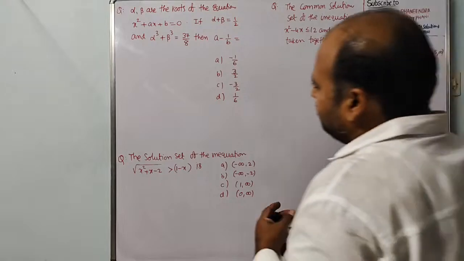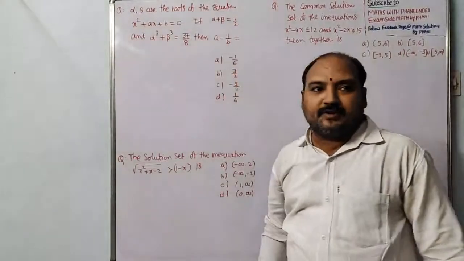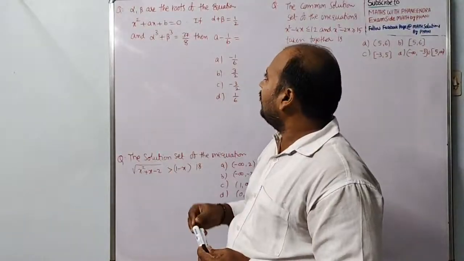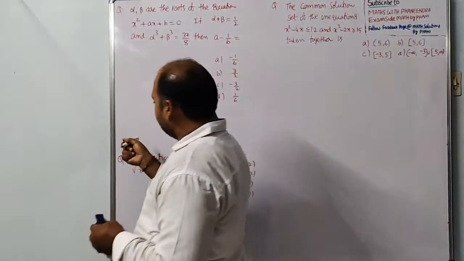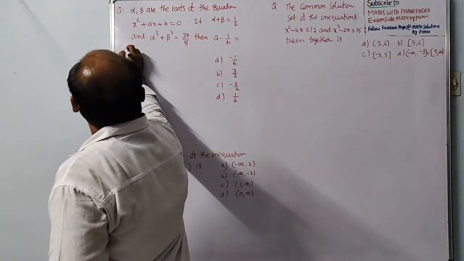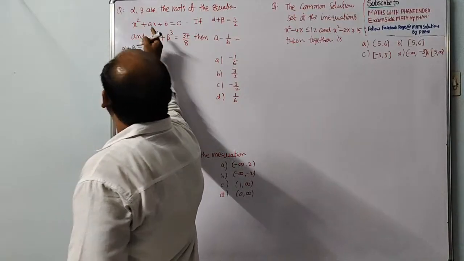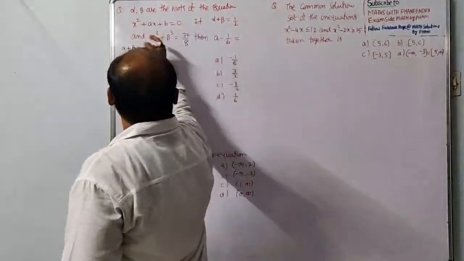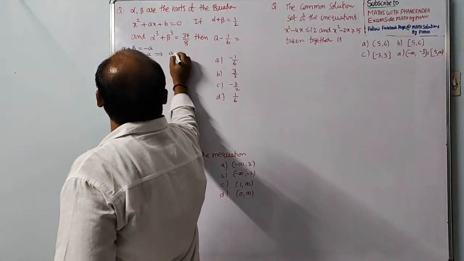So here, the first thing is α, β are the roots of this equation x² + ax + b = 0. If α + β is 1/2. See first here, the sum of the roots α + β = −(x coefficient)/(x² coefficient), so −a. The α + β value is given as 1/2. So 1/2 = −a, that implies a = −1/2.